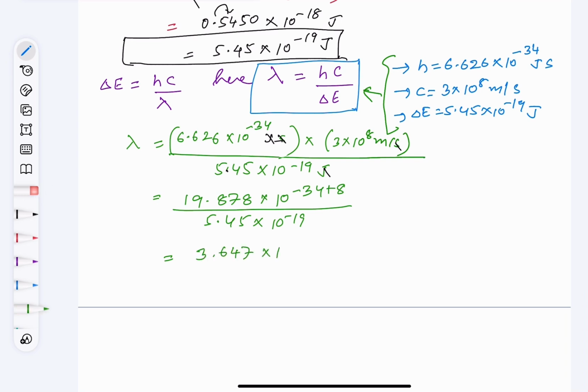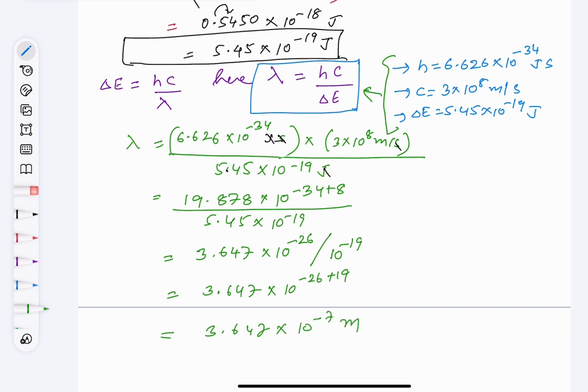3.647 into 10 to the power of minus 26 divided by, you are still having 10 to the power of minus 19 in the denominator. So this will end up as 3.647 into 10 to the power of minus 26. 10 to the power of minus 19 will come into the numerator as 10 to the power of plus 19. So we will add that, and finally you will get 3.647 into 10 to the power of minus 7.